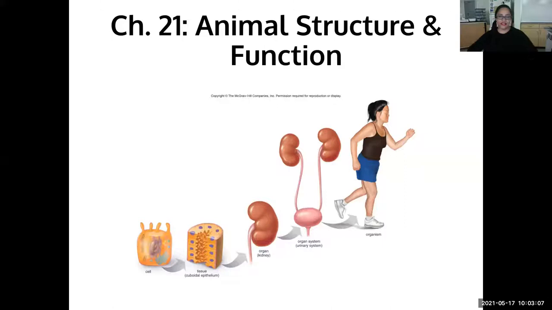All right, like I said, today is our very last chapter of the entire semester, and it's pretty short. It's only 25 slides, or a couple less, because the last couple slides we talk about the work. But it is on animal structure and function.